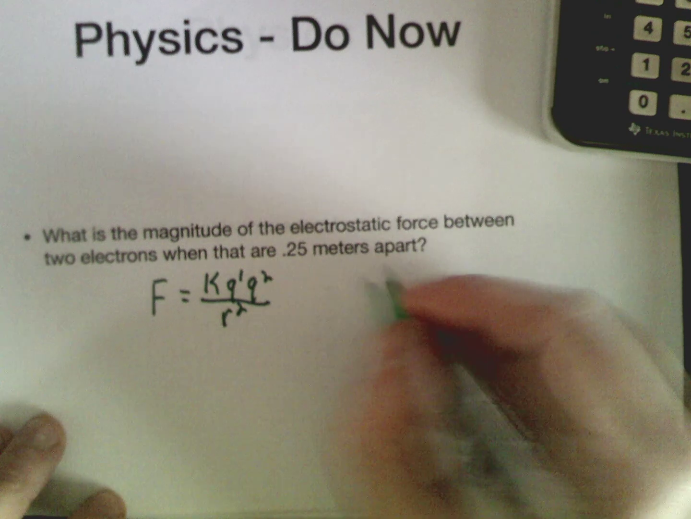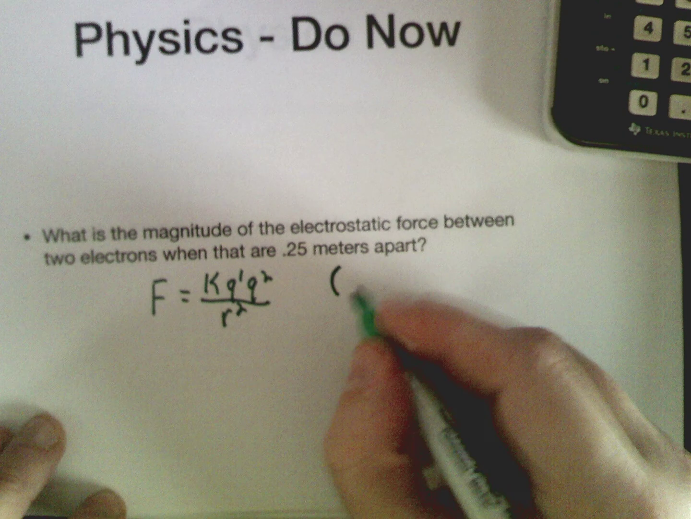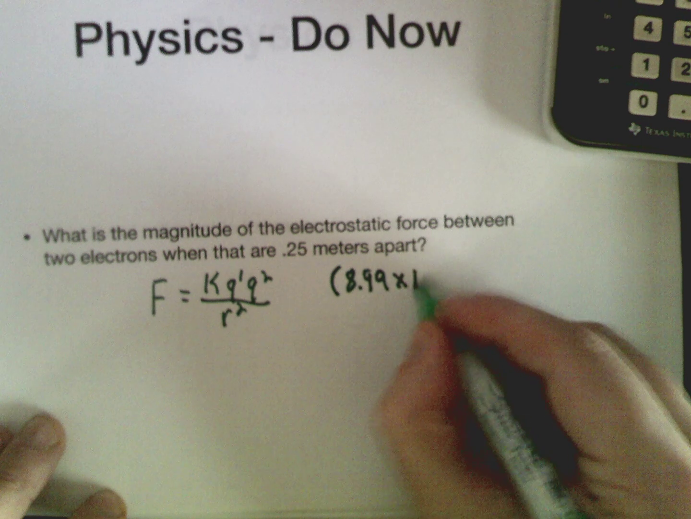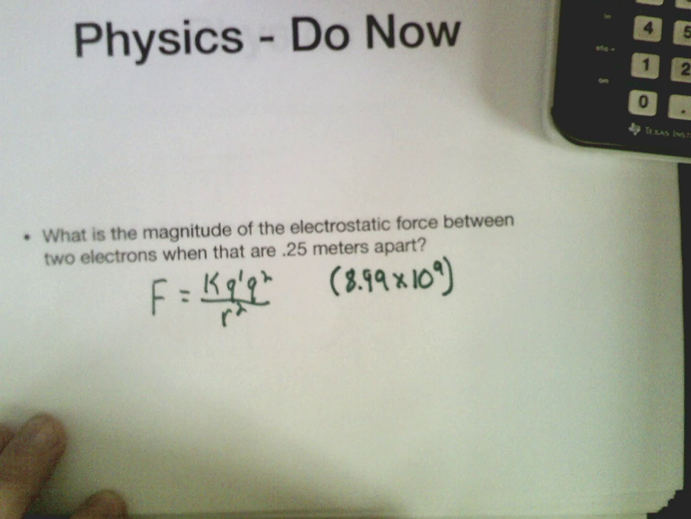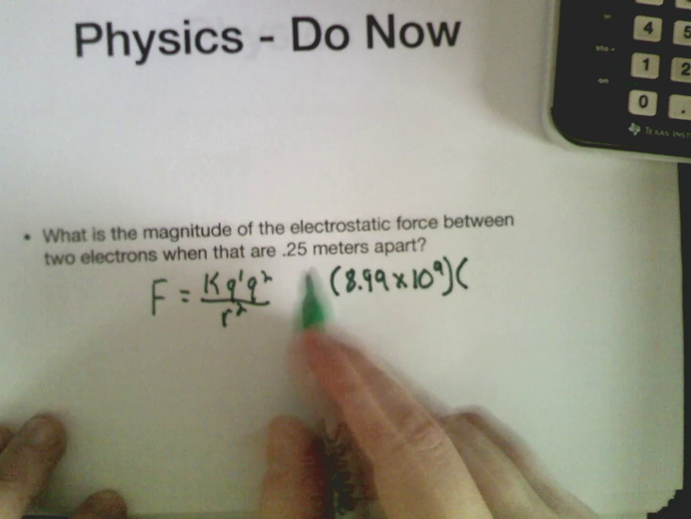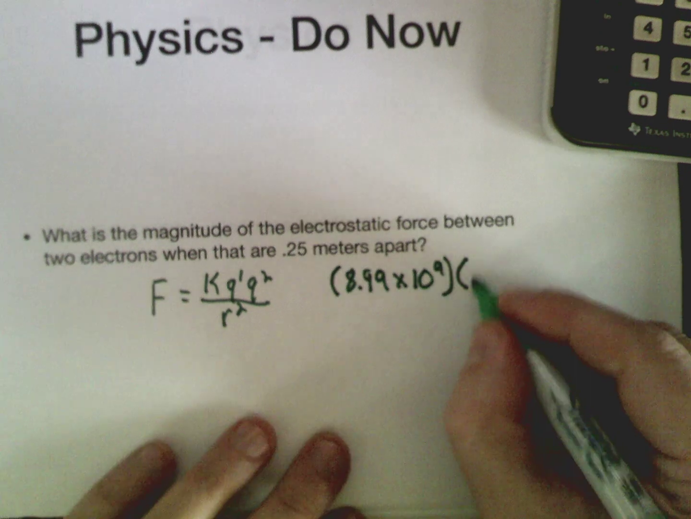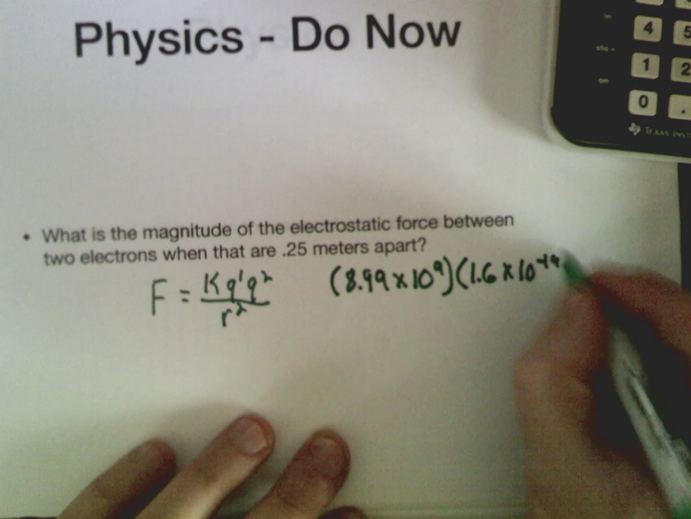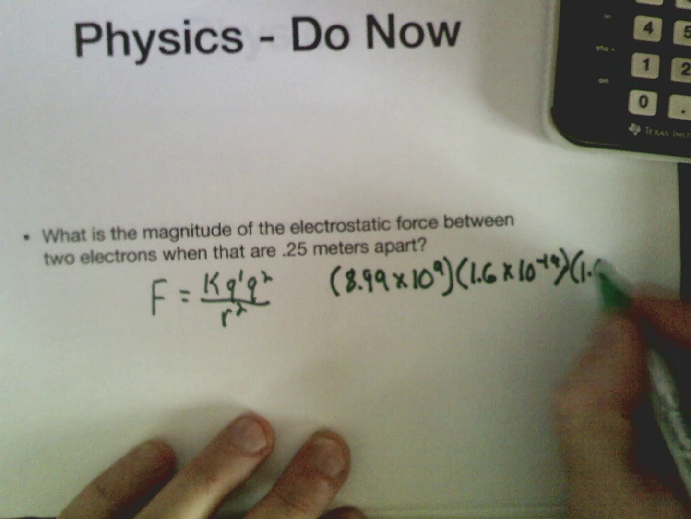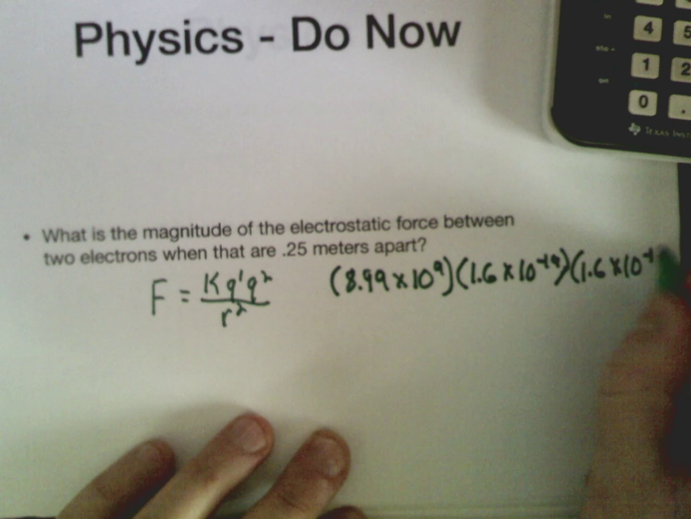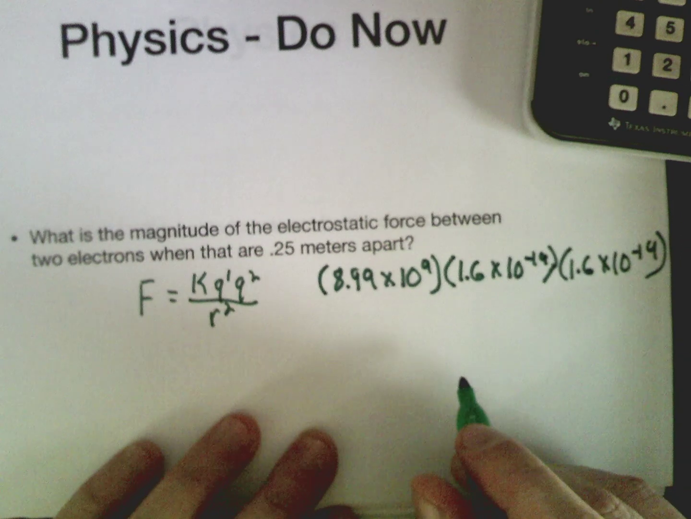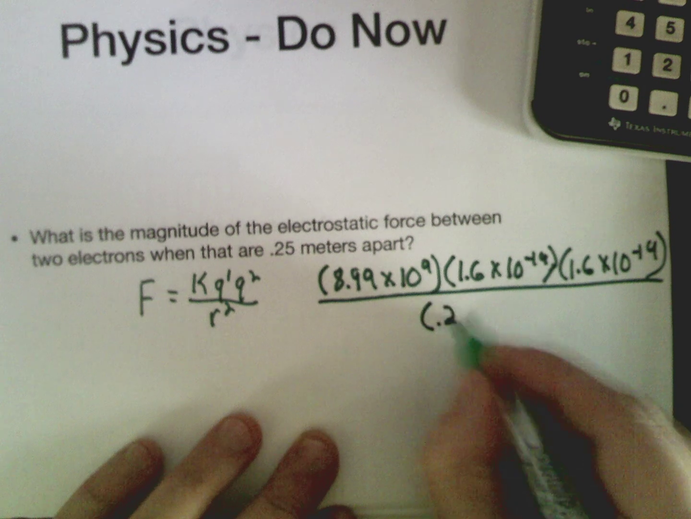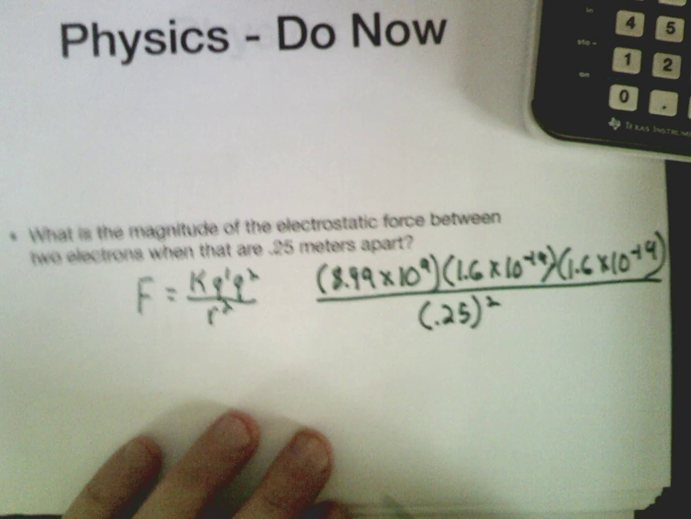Okay, so my K in the reference table is 8.99 times 10 to the 9. My charge on one electron, well, they're two electrons, right? So they have the exact same charge. So it's 1.6 times 10 to the negative 19 for one, and then 1.6 times 10 to the negative 19 on the other. Kind of long, but that's okay. On the bottom, they are 0.25 squared.